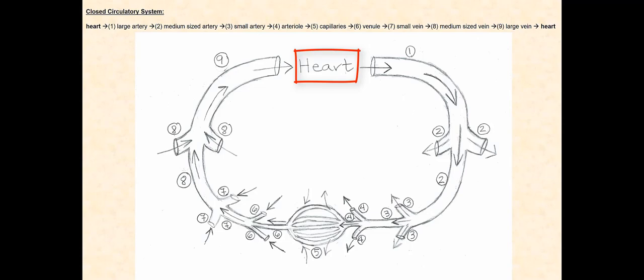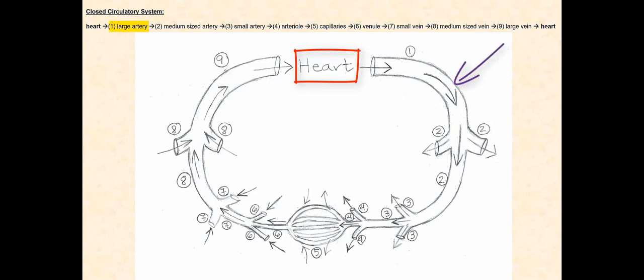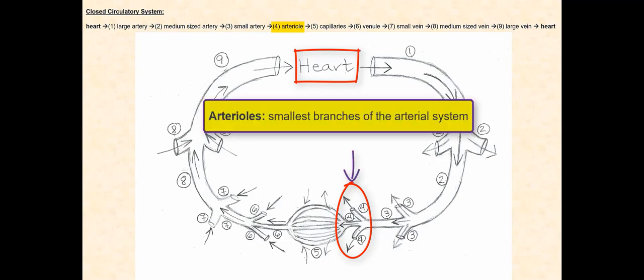Let's begin with the large artery that subsequently branches into smaller and smaller arteries. Taken all together, we call this the arterial system. So, from the large artery, it branches into medium-sized arteries. The medium-sized arteries branch into small arteries. The small arteries further branch into arterioles. The arterioles are the smallest and tiniest branches of the arteries, or arterial system. These arterioles are microscopic, which means we will need the use of a microscope to see them.